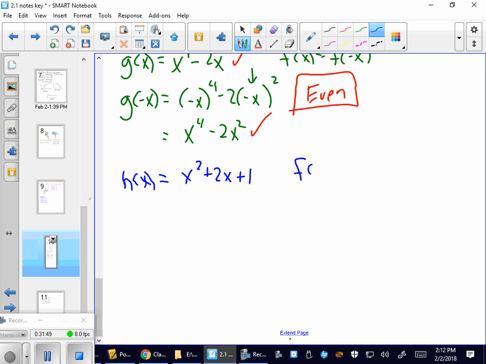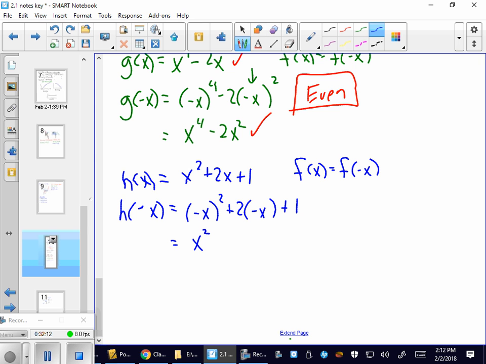Again, test for even first. F of x equals f of negative x. So in this case, we've got to test for h of negative x. So we'll replace the x's with a negative x and simplify. So that'll be negative x here, negative x there. Negative x squared is x squared. 2 times negative x is negative 2x, and then plus 1 is still plus 1. These are almost the same, but not quite. The sign here and the sign here are different, so this is not even.